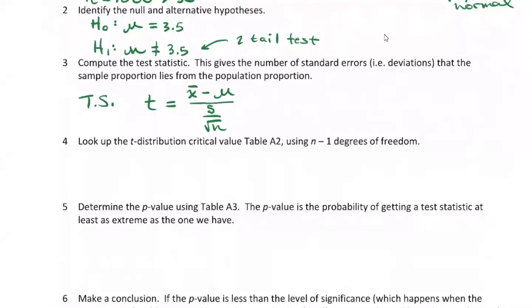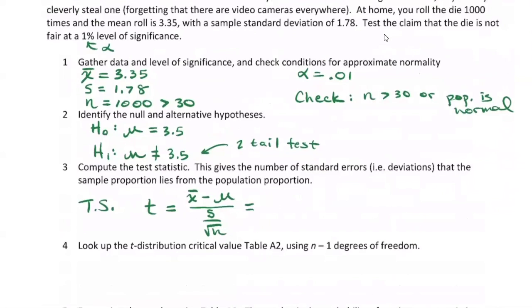Oh, let's go ahead and compute this real quick. So the x bar was 3.35. We're assuming the mean is 3.5 in the null hypothesis. Okay, using a sample standard deviation of 1.78 and divide by the square root of the sample size, which is square root of 1,000. Okay, so go ahead and run that.